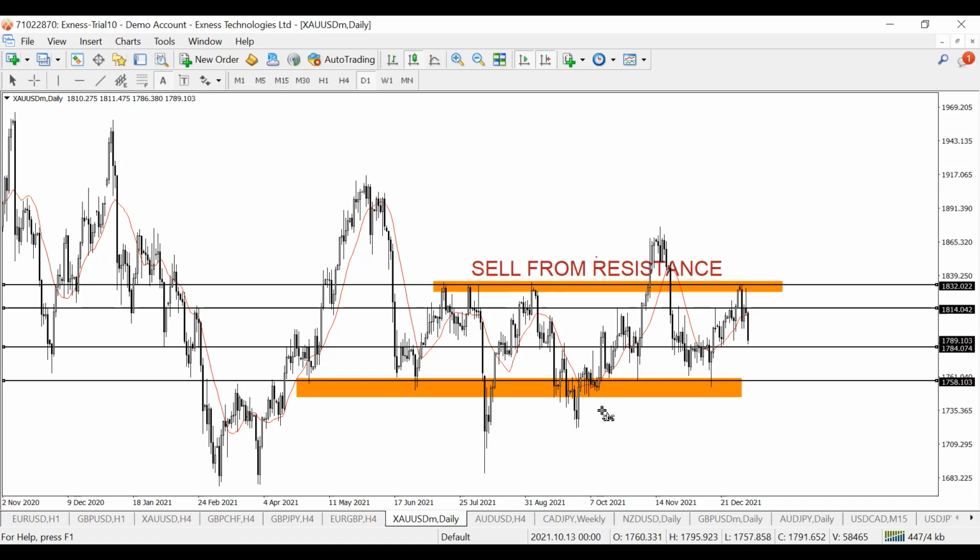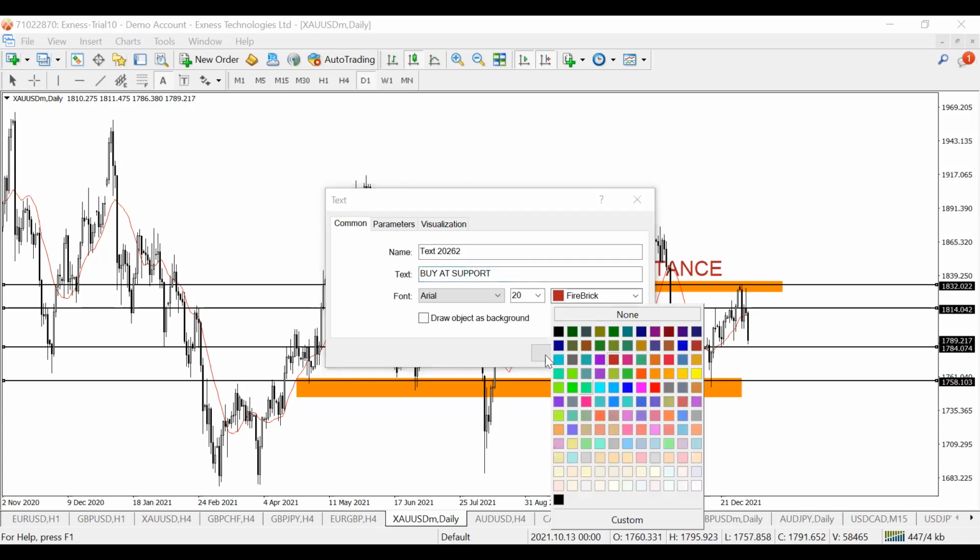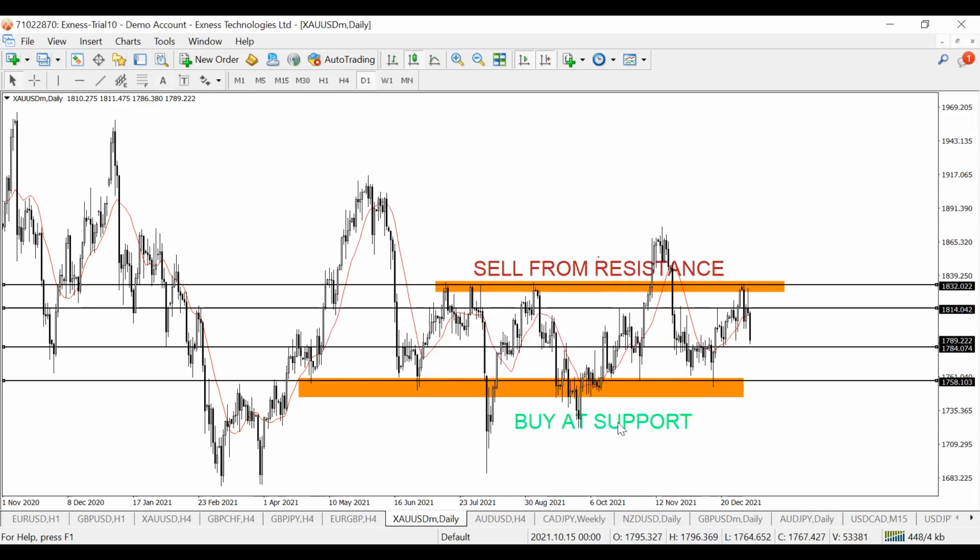Sell. But I don't understand. Your last statement, you said sell from support. The statement is confusing. Sell from resistance level. Normally we are supposed to buy when the price is at support and sell from resistance. You have to buy from support.